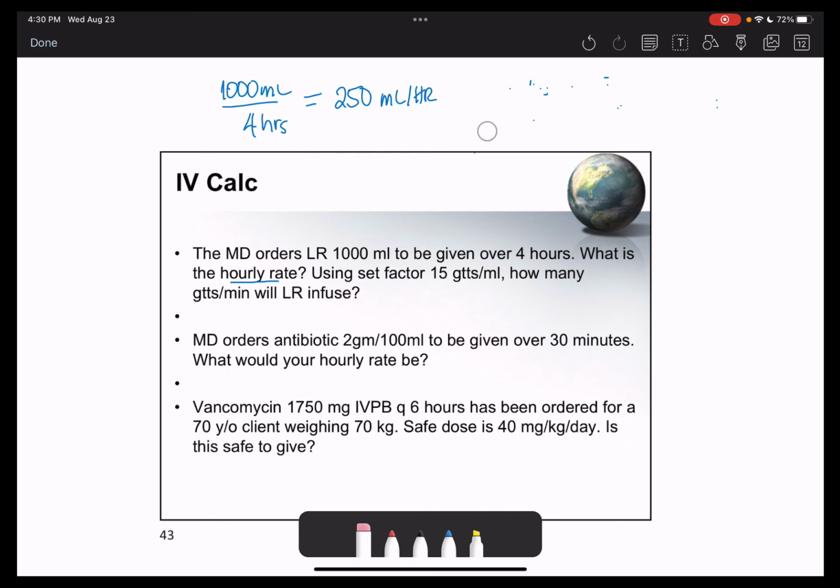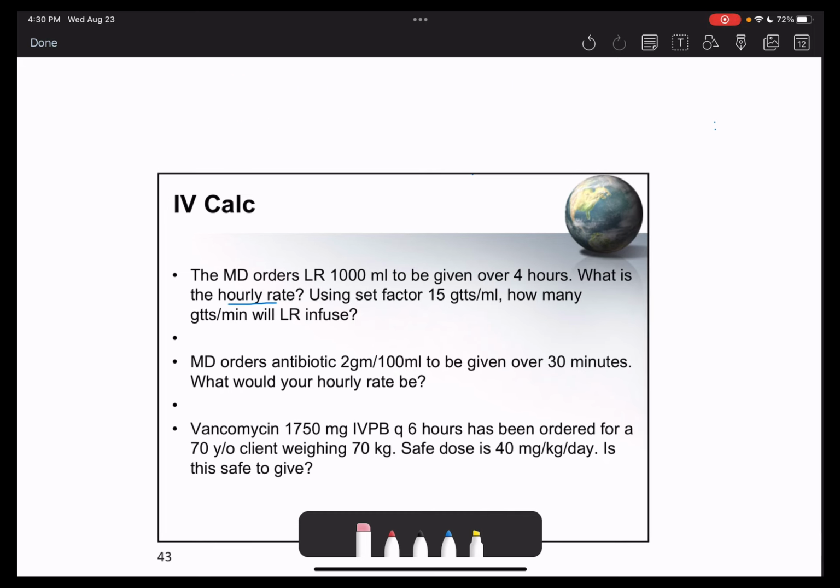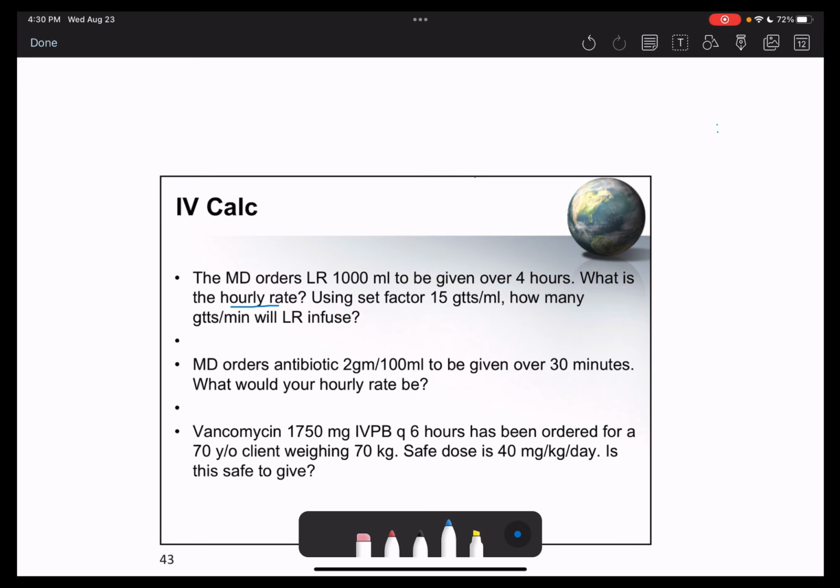If you need to pause the video, please pause the video so you can follow along. But I just need the space so I can calculate for the other things. Now, the next problem says that the MD orders antibiotic 2 gram in 100 ml to be given over 30 minutes. So how would you calculate for the hourly rate?